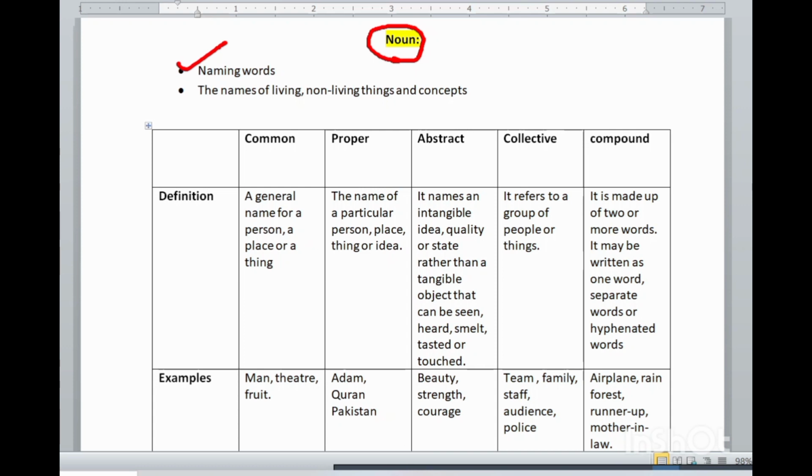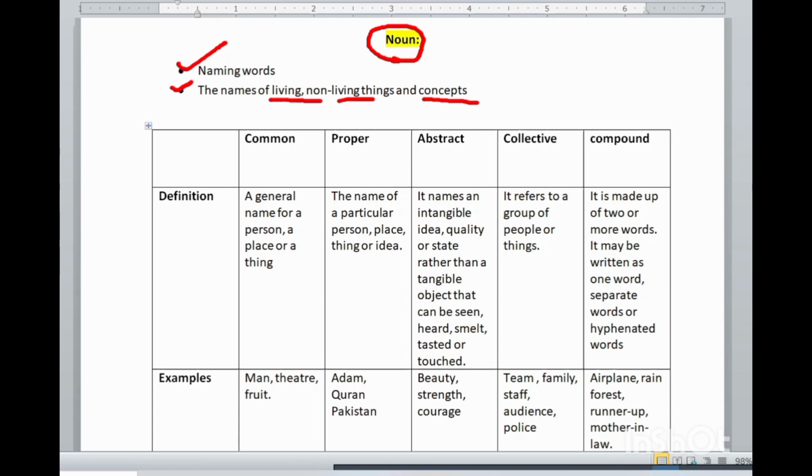Noun is a naming word. Second definition, a very common definition: we know that the name of living things, non-living things and concepts is called noun. Living things means all living organisms: animals, birds, human beings. Non-living things means stones, places, everything. And concepts means things that cannot be touched, cannot be tasted, etc. These are called concepts. Okay, so this is called noun.